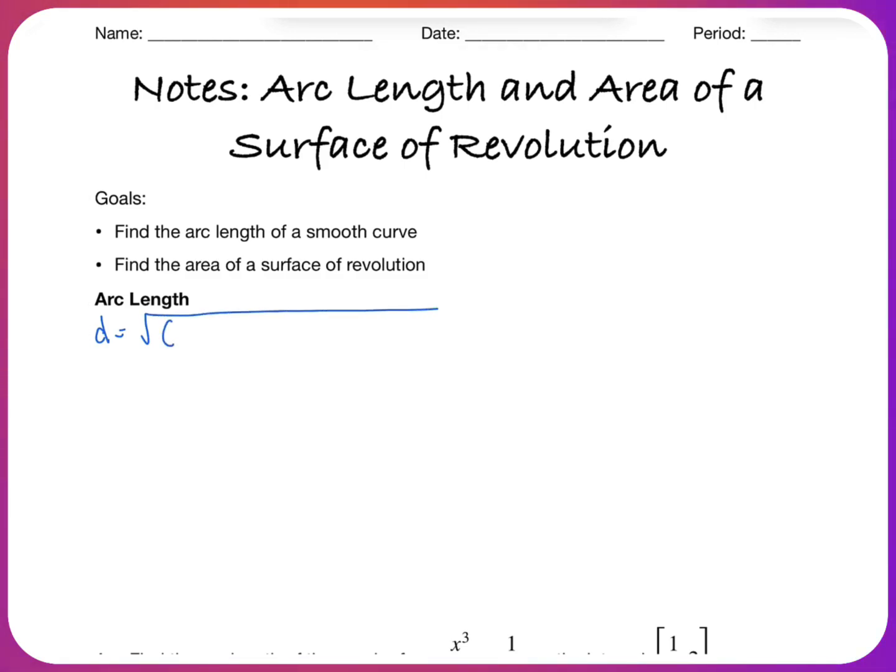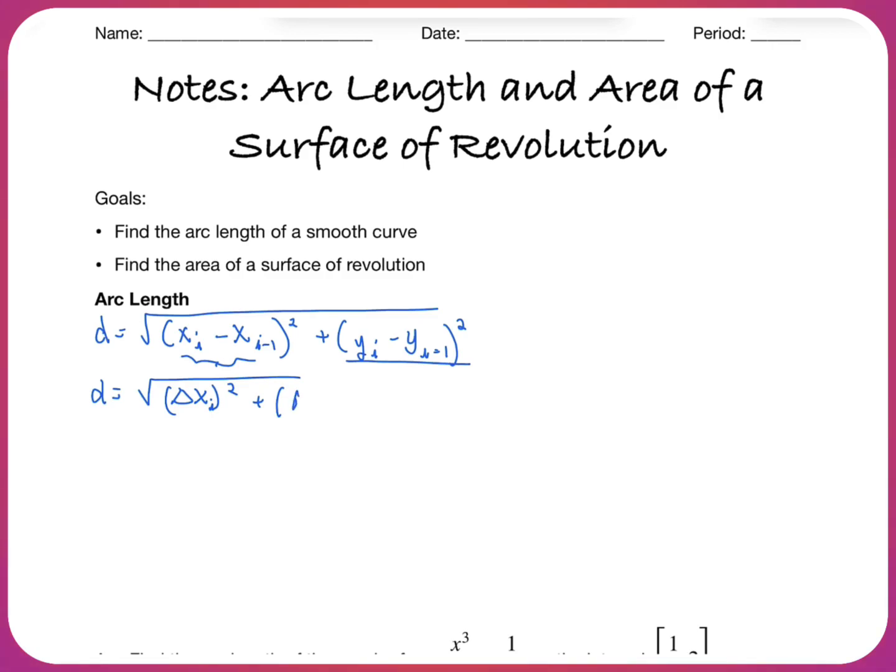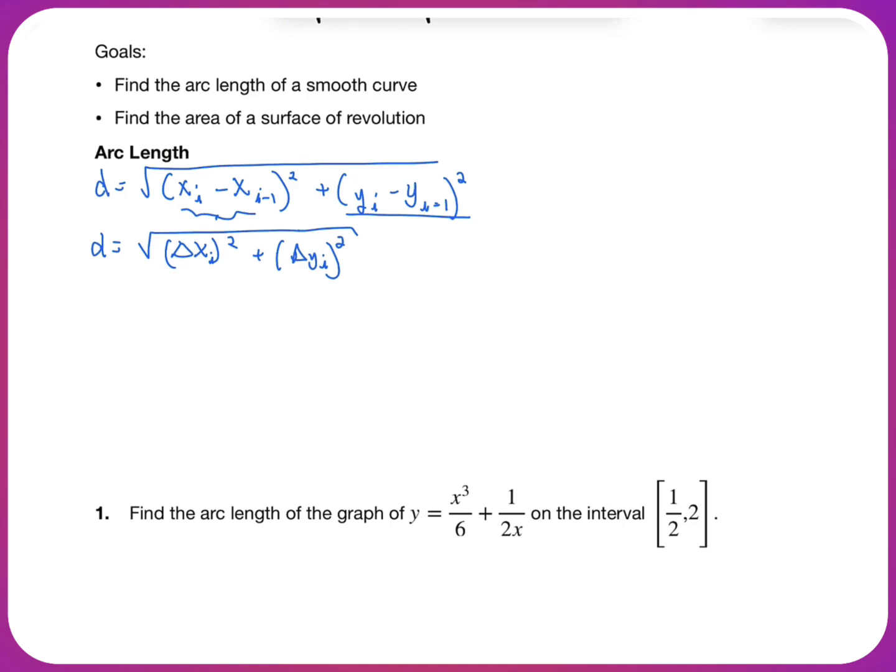So remember, distance is the square root of the change in your x's squared plus the change in your y's squared. Now I'm going to do this as x1 minus x1 minus 1. So these are infinitely close x's and infinitely close y's. Now notice in calculus notation how we can write that change in the x's as delta x or dx squared, and the change in the y as delta y squared. So we have the square root of delta x squared plus delta y squared.